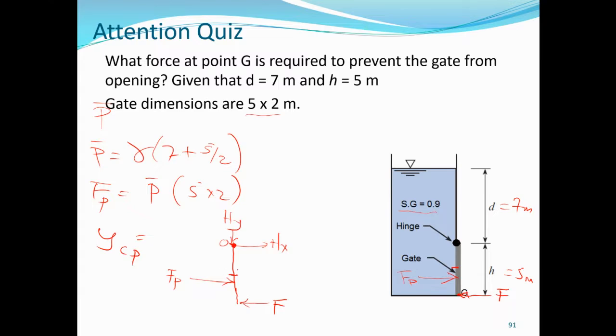So the only unknown will be F. So you find F. Very simple. Is it clear?